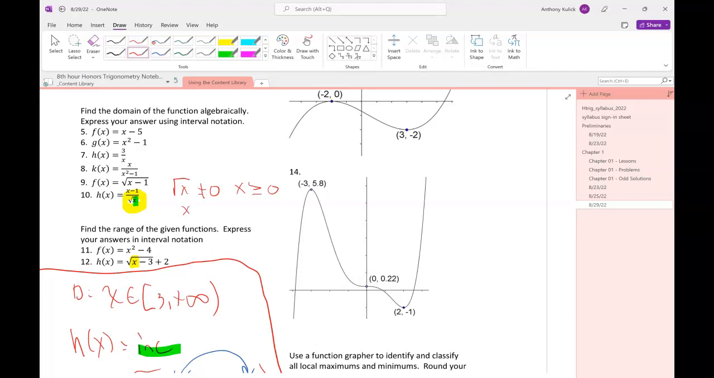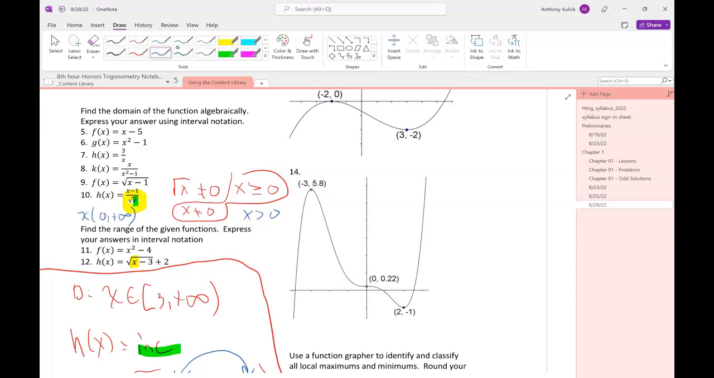If I square both sides, I'd have x is not equal to 0. But if I look at these two together, if I have something that cannot equal 0 and something that has to be greater than or equal to 0, isn't that just the same thing as saying it has to be strictly greater than 0? It is. So that's going to be my domain. Is that cool? Yep. You're welcome.